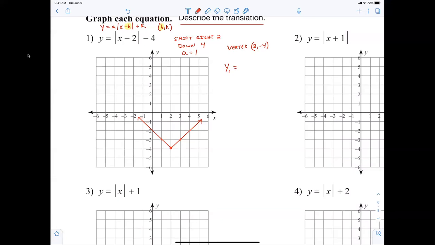Some of you guys have your window messed up, so you just go to zoom standard.